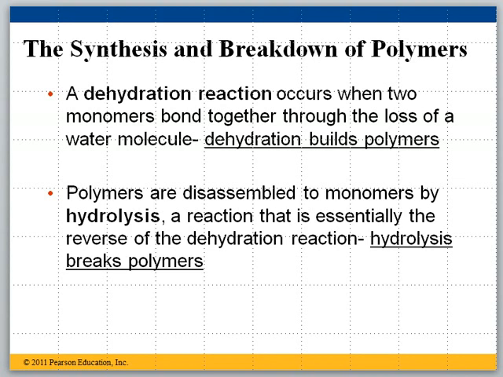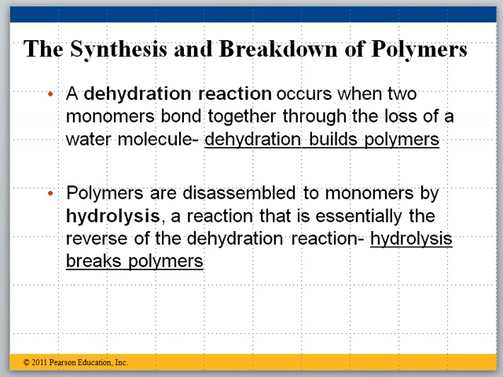A dehydration reaction builds the polymer, makes the chain longer, and it does that when two monomers bond together, and we're going to find out when that bond occurs, a water molecule is produced and released. So through the loss of a water molecule, H2O, you're going to see this bond occur. It's called a dehydration reaction because a water molecule is produced and then lost or given off as a byproduct. So dehydration builds the chain, makes the chain longer, adds on more links to the chain.